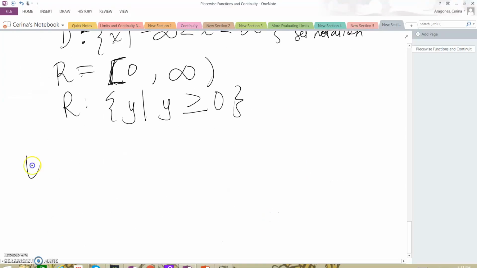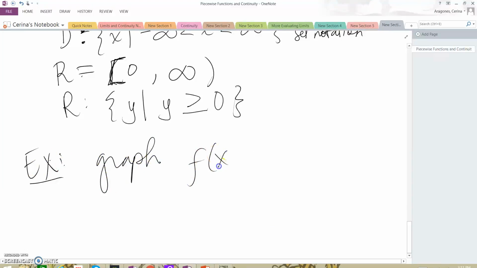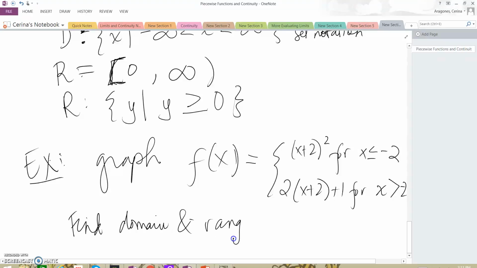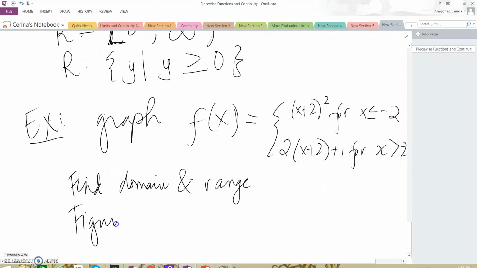So now you do an example. Okay? You graph f of x equal to (x plus 2) squared for x less than or equal to negative 2, and 2 times (x plus 2) plus 1 for x greater than negative 2. And then go ahead and find the domain and range and figure out where f of x is discontinuous.